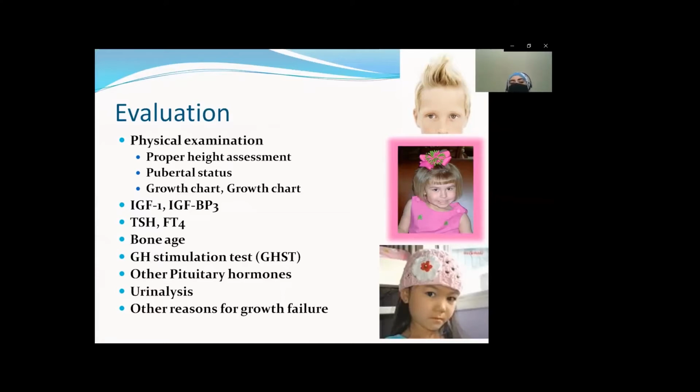We do check growth factor, thyroids, and bone age, and I will talk a little bit about the growth hormone stimulation test as well. And like I said before, we assess them like we would for any other child who would come with growth failure.